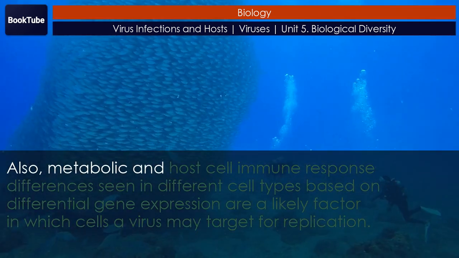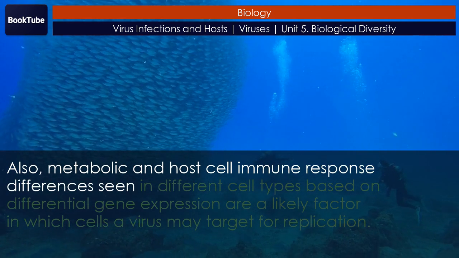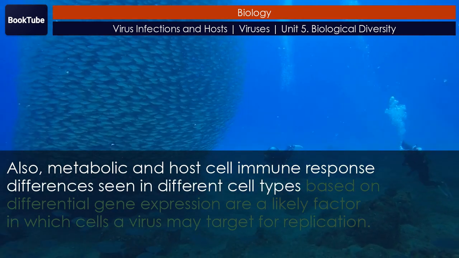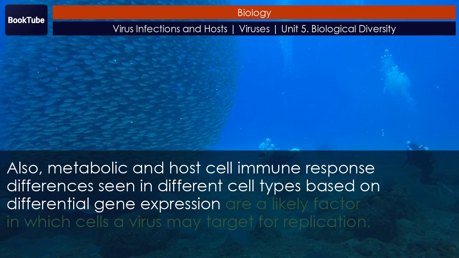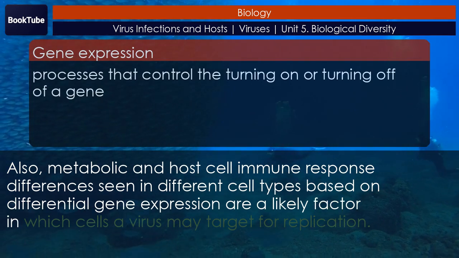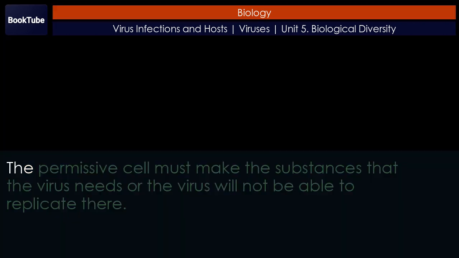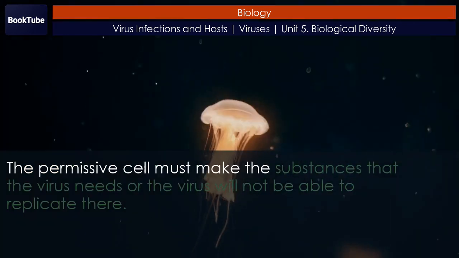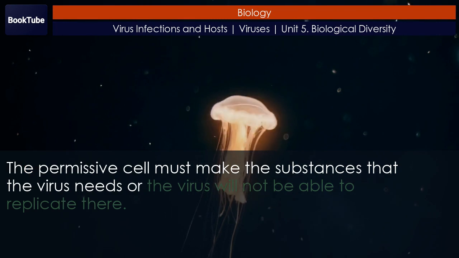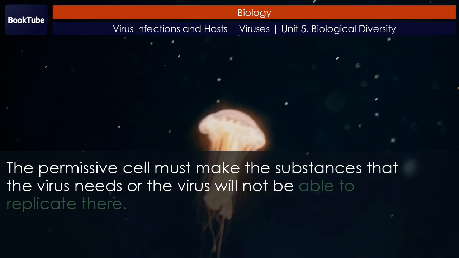Also, metabolic and host cell immune response differences seen in different cell types, based on differential gene expression, are a likely factor in which cells a virus may target for replication. The permissive cell must make the substances that the virus needs or the virus will not be able to replicate there.